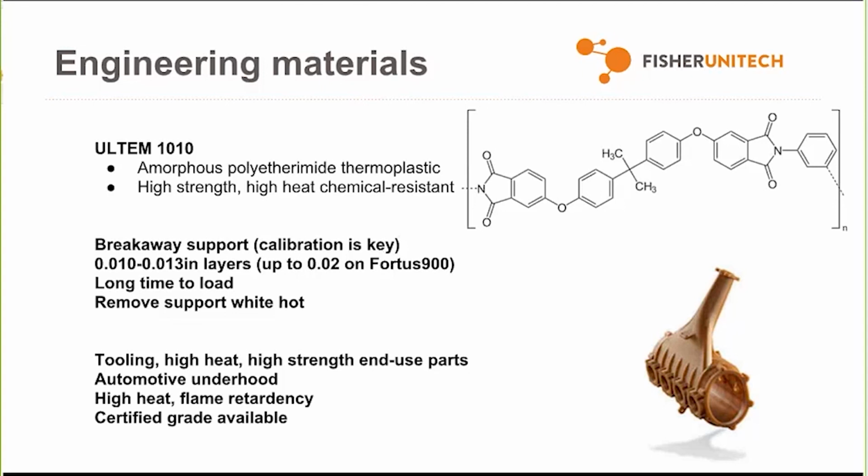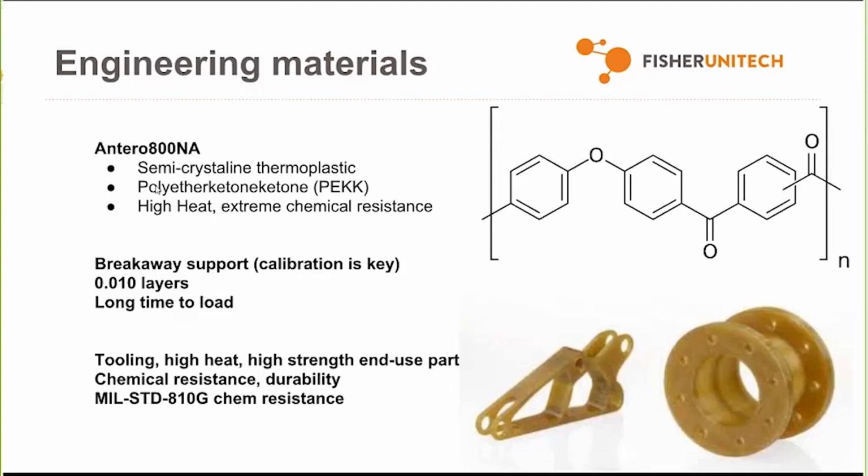All right, finally, Antero 800 NA is a new thermoplastic from Stratasys. It's a semi-crystalline thermoplastic, sort of like nylon is. Since it prints so hot, it sort of crystallizes as it's printing, and that allows it to be especially strong. This is a PEKK material, that's a polyether ketone ketone. Many of you are familiar with PEEK, polyether ether ketone. A little bit different, not quite the same heat resistance as PEEK, but much better chemical resistance. Notice again those benzene rings, those hexagons in the molecular structure.